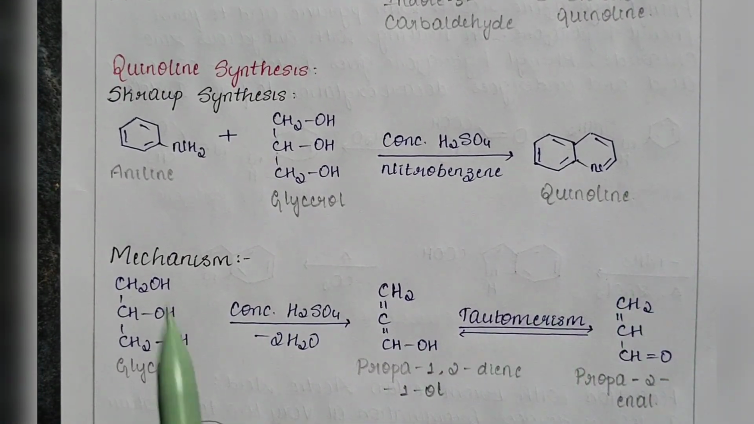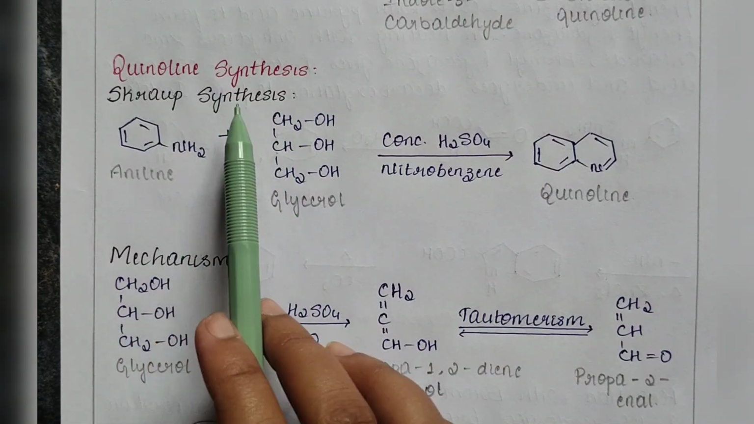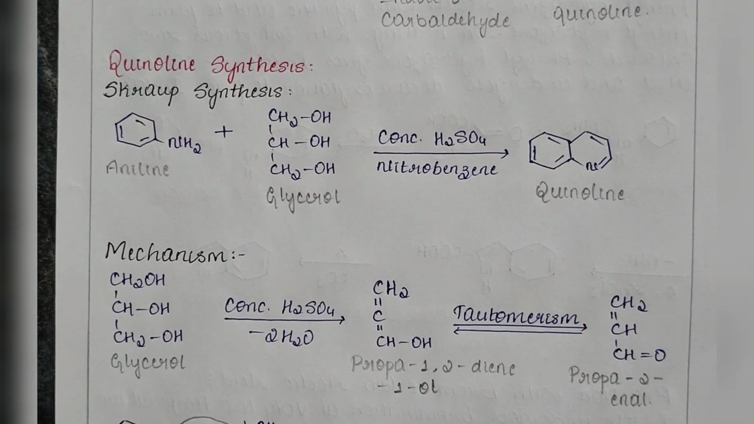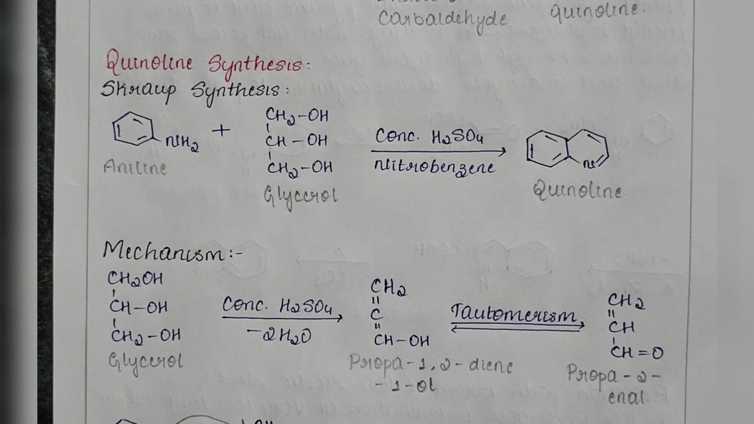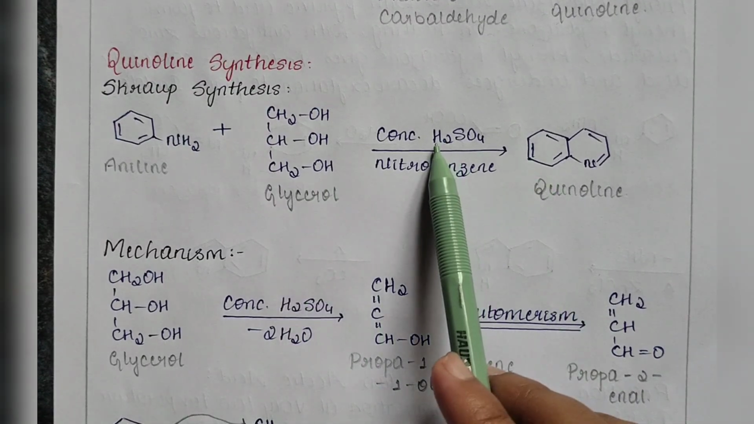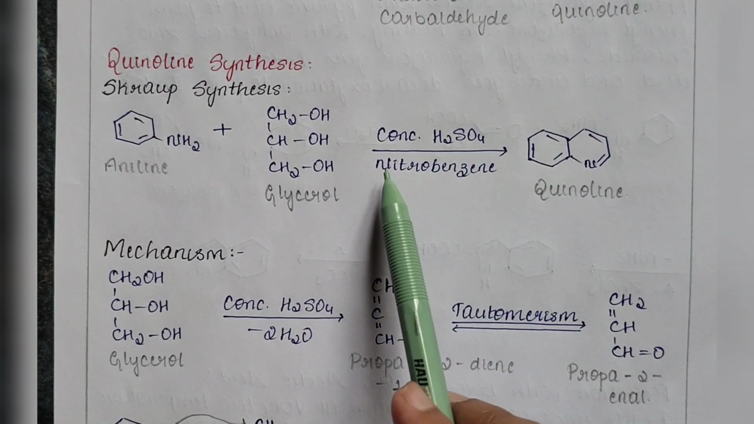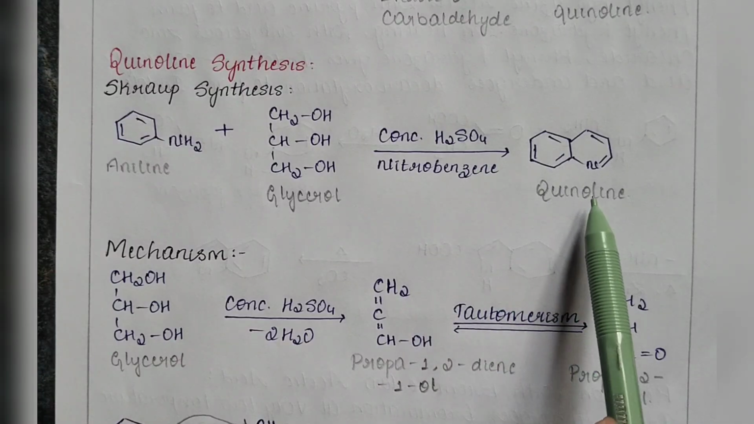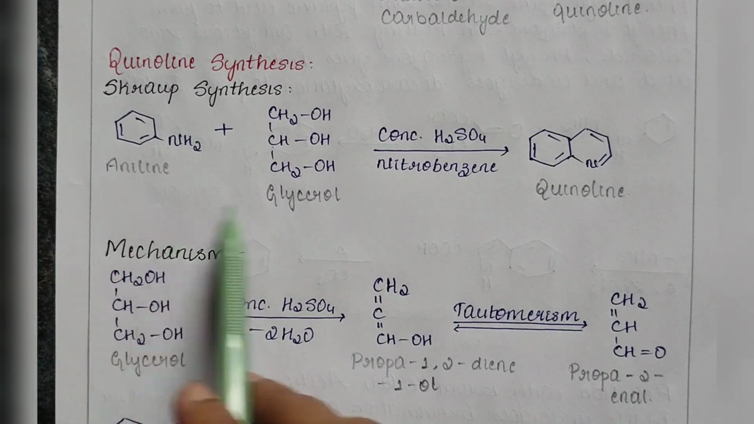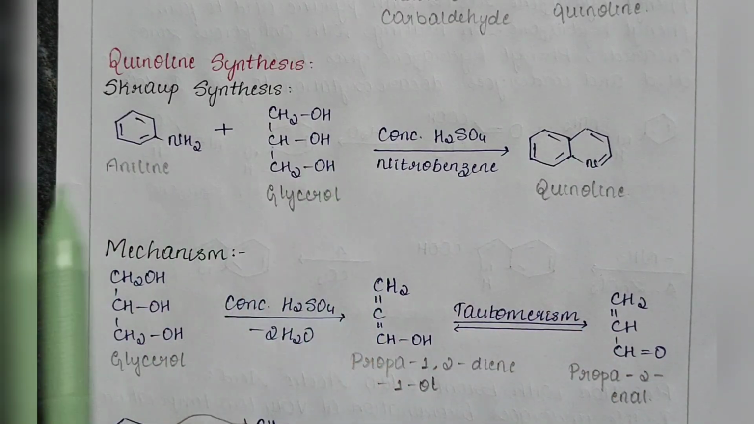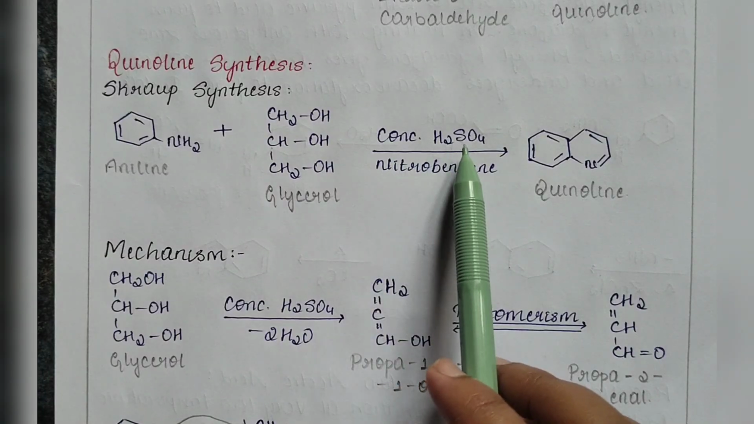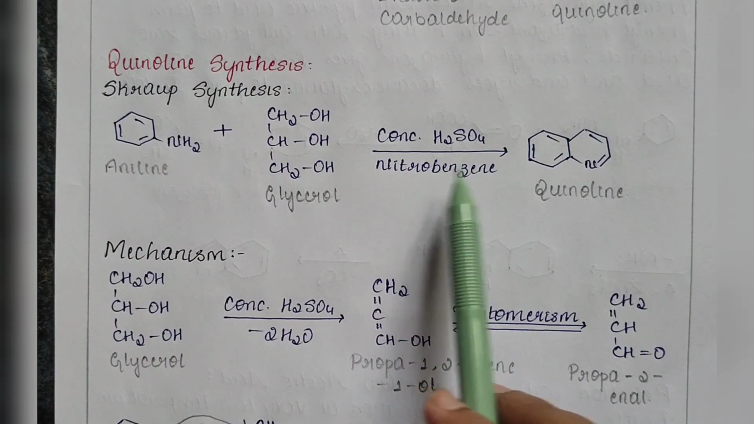So the quinoline synthesis using the Skraup synthesis. This is a method or synthesis process which is used in the synthesis of quinoline. So here we'll take aniline which will react with glycerol in the presence of concentrated sulfuric acid and also nitrobenzene to yield quinoline. So this is a simple definition and also a simple reaction which is represented here. When aniline reacts with glycerol in the presence of concentrated sulfuric acid and nitrobenzene, it will yield quinoline.